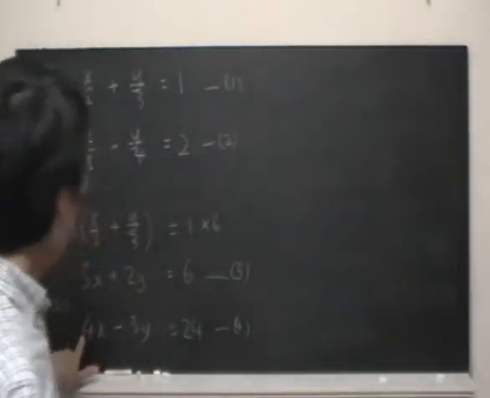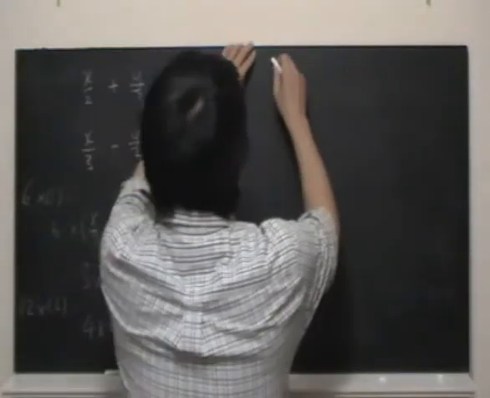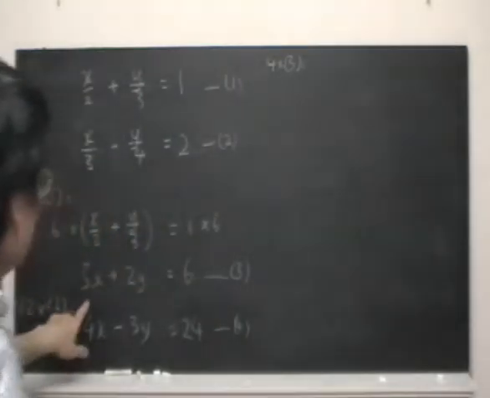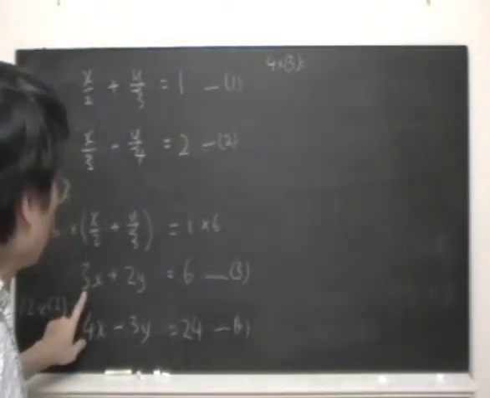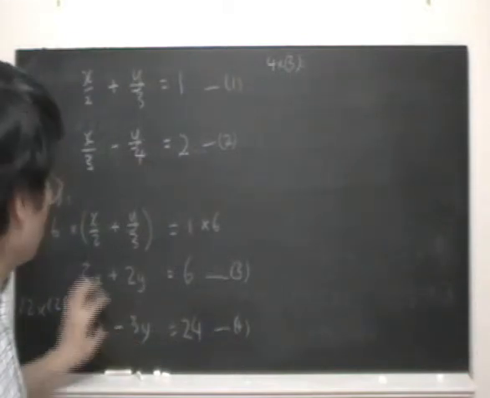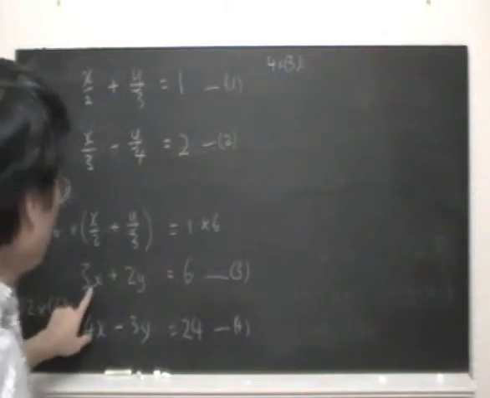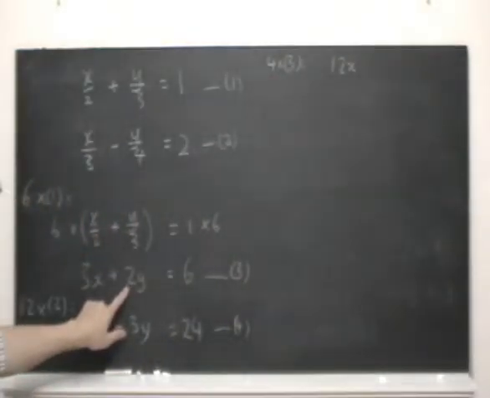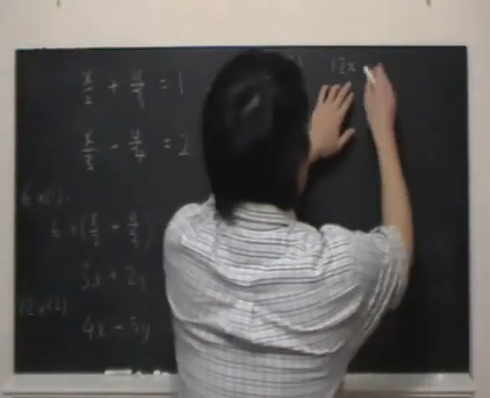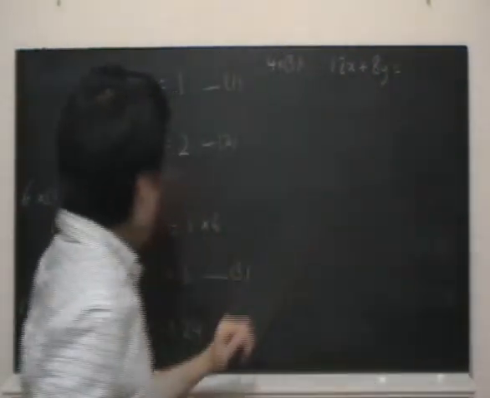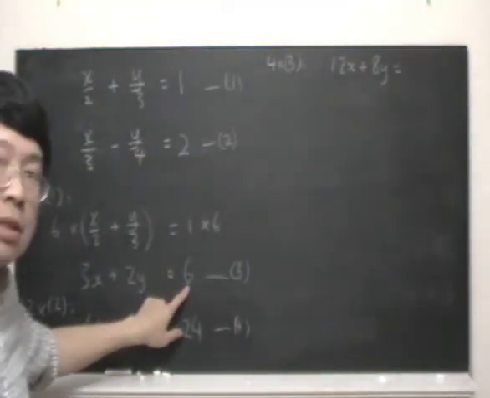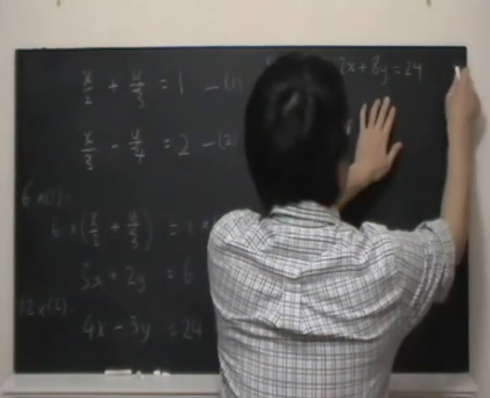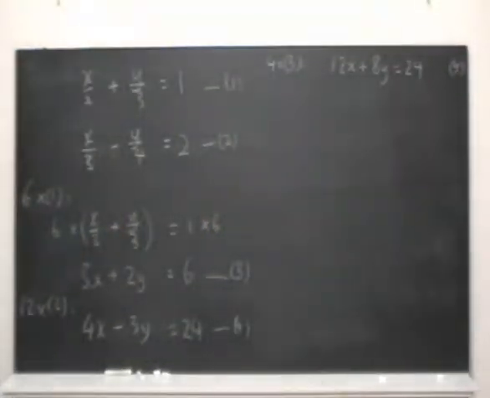So let's do 4 times equation 3. Now 4 times this, remember, multiply each term by 4, not just the 3x by 4. So 4 times 3x is 12x. 4 times 2y is 8y. And on the right side, 4 times 6 is 24. Let me call that equation 5.